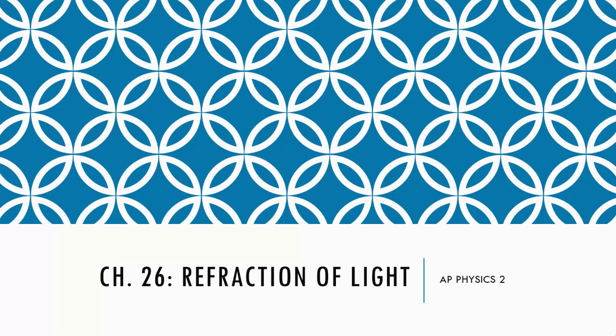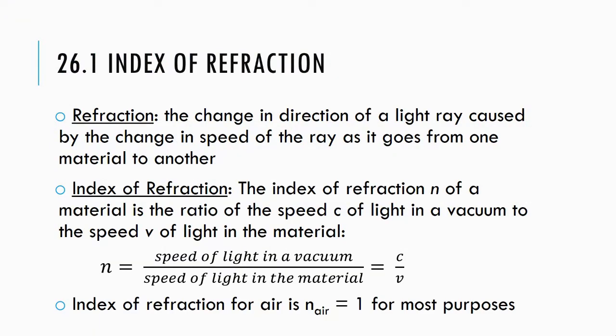Let's talk about some refraction. So earlier we talked about reflection, that a light ray can reflect off of a surface and that the angle of incidence is equal to the angle of reflection. Today we're talking about refraction. So that is the change in direction of a light ray that's caused by the light ray changing speed as it goes from one material to another.